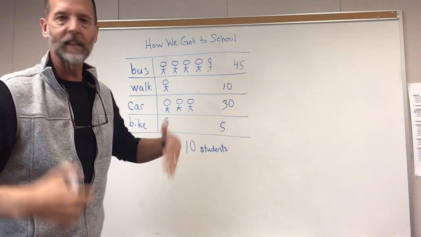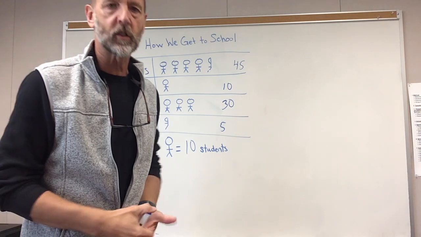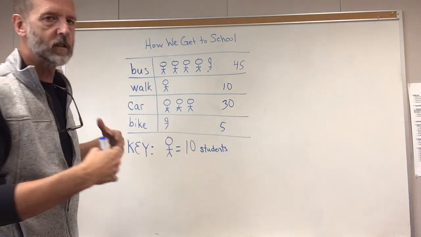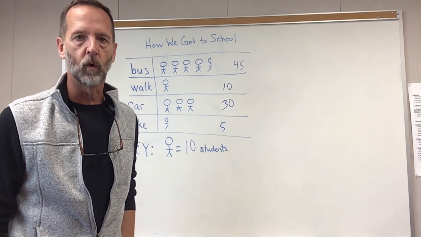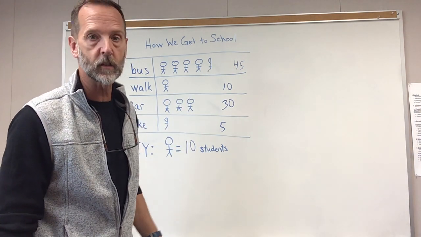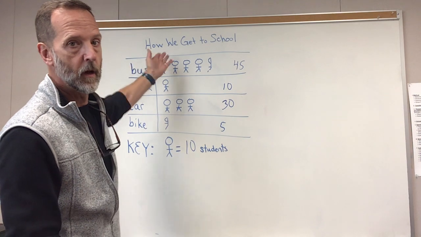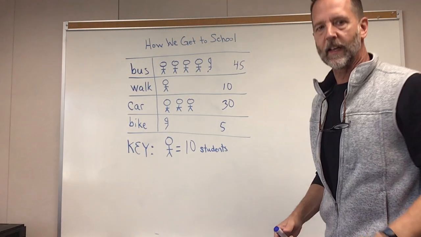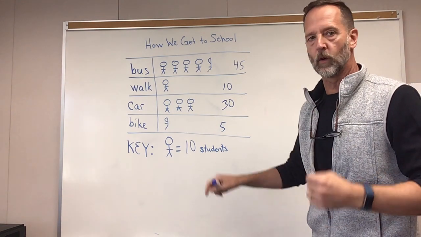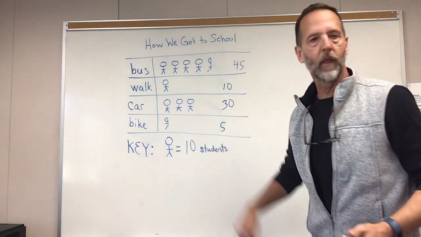Now that I have the numbers, I just have to go in and answer whatever questions are asked. Okay, so if you had a question, how do most kids get to school? Well, most of the kids get to school by doing what? They ride the bus. Okay. What's the least popular way to get to school? Well, the least popular way, the one with the least amount, would be by the bike.